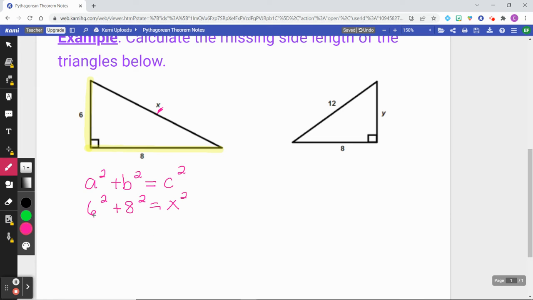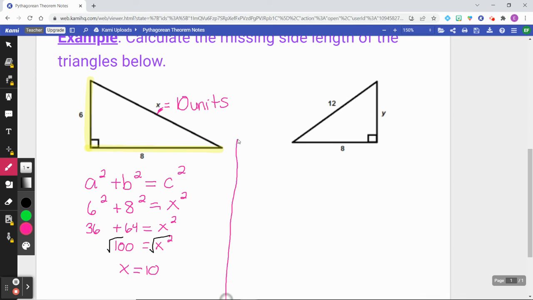So doing a little math here, I get that 6 squared is 36. I get that 8 squared is 64. If I add those together, I get 100. And then to undo the square, to actually solve for x, to solve for the length of the hypotenuse, I do have to take the square root of both sides. Squares and square roots are opposite operations. And the square root of 100 is 10. So that makes our answer here, the length of our hypotenuse is 10 units.